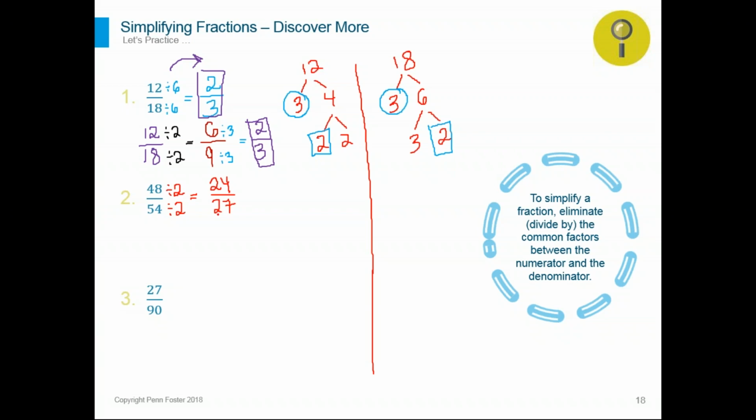Okay, 24 and 27. There is a common factor I know from my knowledge of the multiplication table. I know it's 3. Divide over 3 and divide over 3. 24 over 3 is what? Will give you 8. And 27 over 3 will give you 9. And this is the simplest form of 48 over 54. If you do the tree method, you will arrive at the same fraction in only one step.